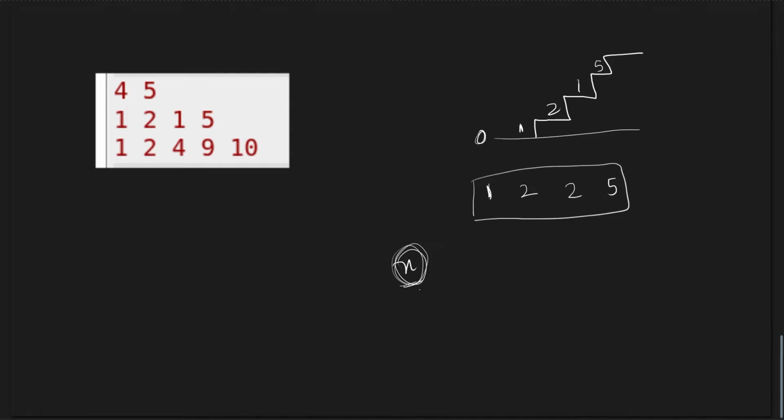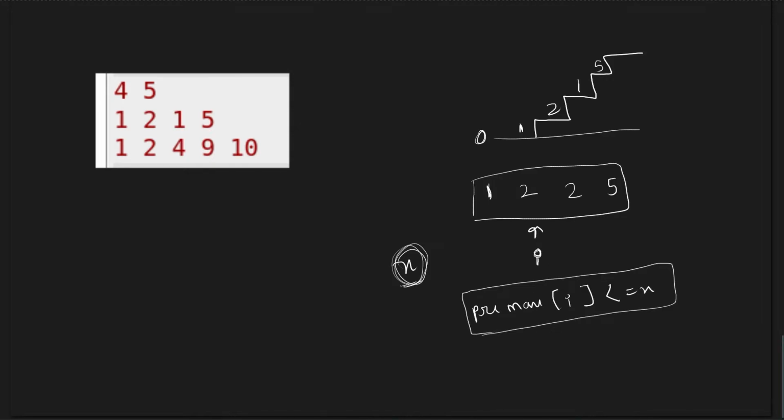So what do I have to search for? For example, if this is any particular index i, I just have to ensure that the prefix maximum of i should be less than or equal to x. So this should be my condition, that the maximum height till the ith index should be less than or equal to x. Then only I can climb up to here, otherwise I cannot climb up to here. If this is less than or equal to x, then I will search in the right half.